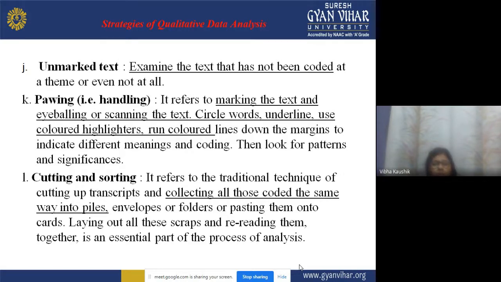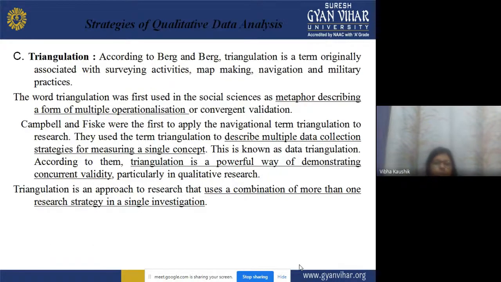Cutting and sorting refers to the traditional technique of cutting up transcripts and collecting all those coded the same way into piles, envelopes, or folders, or pasting them onto cards. Laying out all these scraps and rereading them together is an essential part of the process of analysis. Strategies of qualitative data analysis.